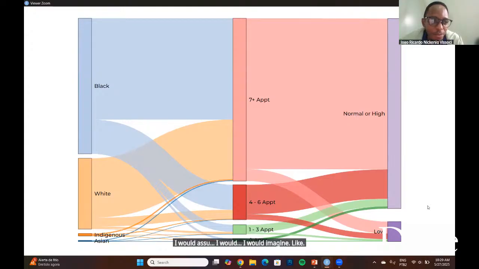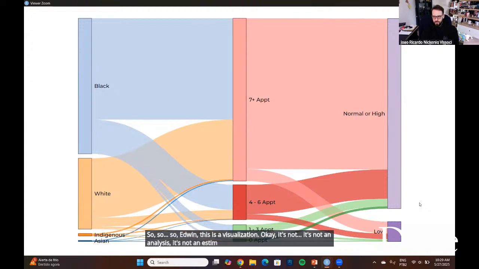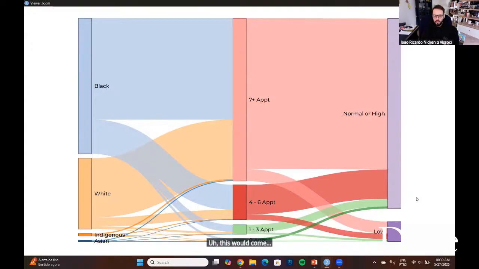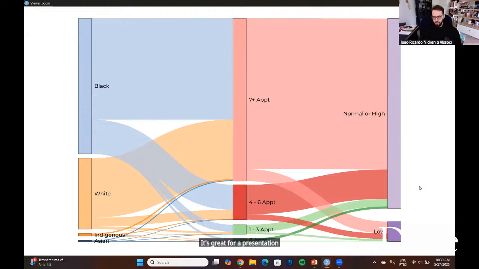Like premature. So Edwin, this is a visualization. Okay, it's not an analysis, it's not an estimation, it's not inferential statistics, it's a visualization. I'm assuming that as you are representing this in your paper, this would come in company of a table with appropriate statistics, or any kind of inference you want to make. I might even argue that in given situations, this would be used in a paper. It's great for a presentation. It's great for a summary of the data.